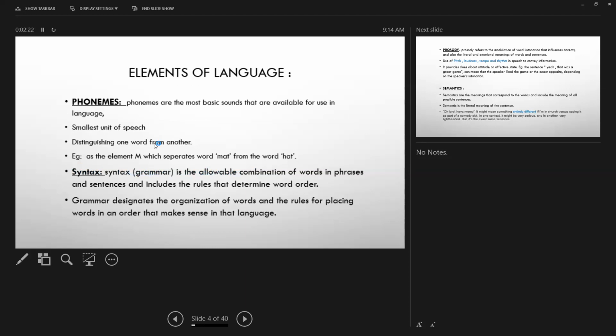The second part is the syntax. Syntax is the grammatical part of the language. That is grammar, the allowable combination of words in phrases and sentences, and it includes the rules that determine word order. Grammar designates the organization of words and the rules for placing words in an order that makes sense in that language. So syntax means grammatical use in the language so that we can convey our message in a proper way, or in a way in which it is more understandable to the other person. So if I have to eat, then I won't say that I will eat. I will say I will eat. That is the syntax part of the language.